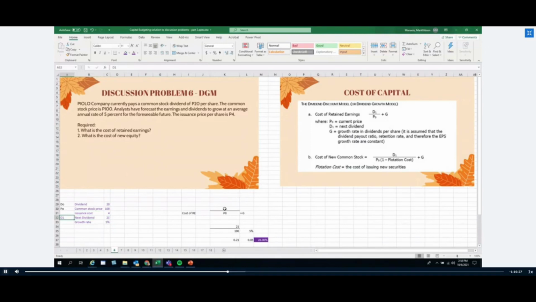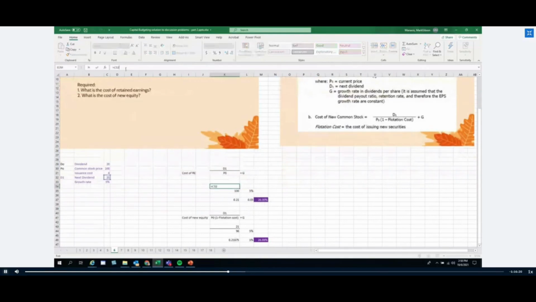So D sub-1 divided by P sub-0 plus the growth rate. So we have 21. Paano kinuha yung 21? Ayun, D sub-1 of 21 divided by P sub-0 or the current price of 100 plus the growth rate of 5%. So 21 divided by 100, that's 0.21 plus 5%. So that's 26%. This is the answer to requirement number 1.